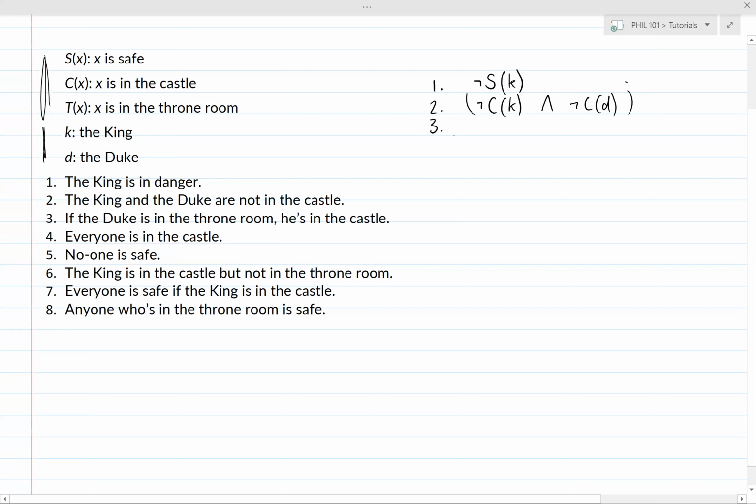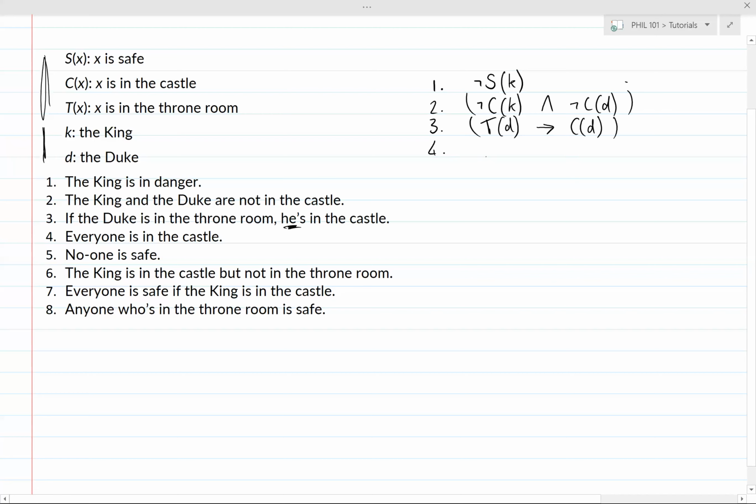Number 3 says, if the duke is in the throne room, he's in the castle. Now, who's he over here? Well, he is also referring to the duke. So if the duke is in the throne room, then he's in the castle. Then the duke is in the castle.